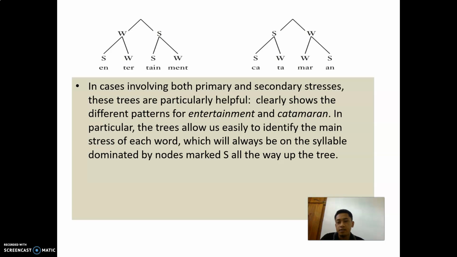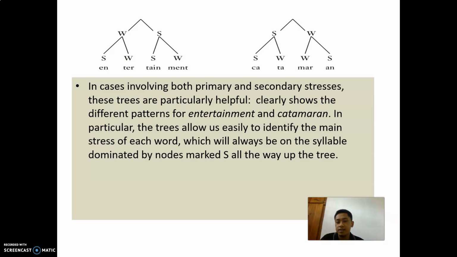And in other illustrative trees, entertainment: en is labeled with S, ter is labeled with W, tain is labeled with S, ment is labeled with W. And then catamaran: ca is labeled with S, ta is labeled with W, ma is labeled with W, and ran is labeled with S. In this case, involving both primary and secondary stresses. These trees are particularly helpful; they clearly show the different patterns for entertainment and catamaran.